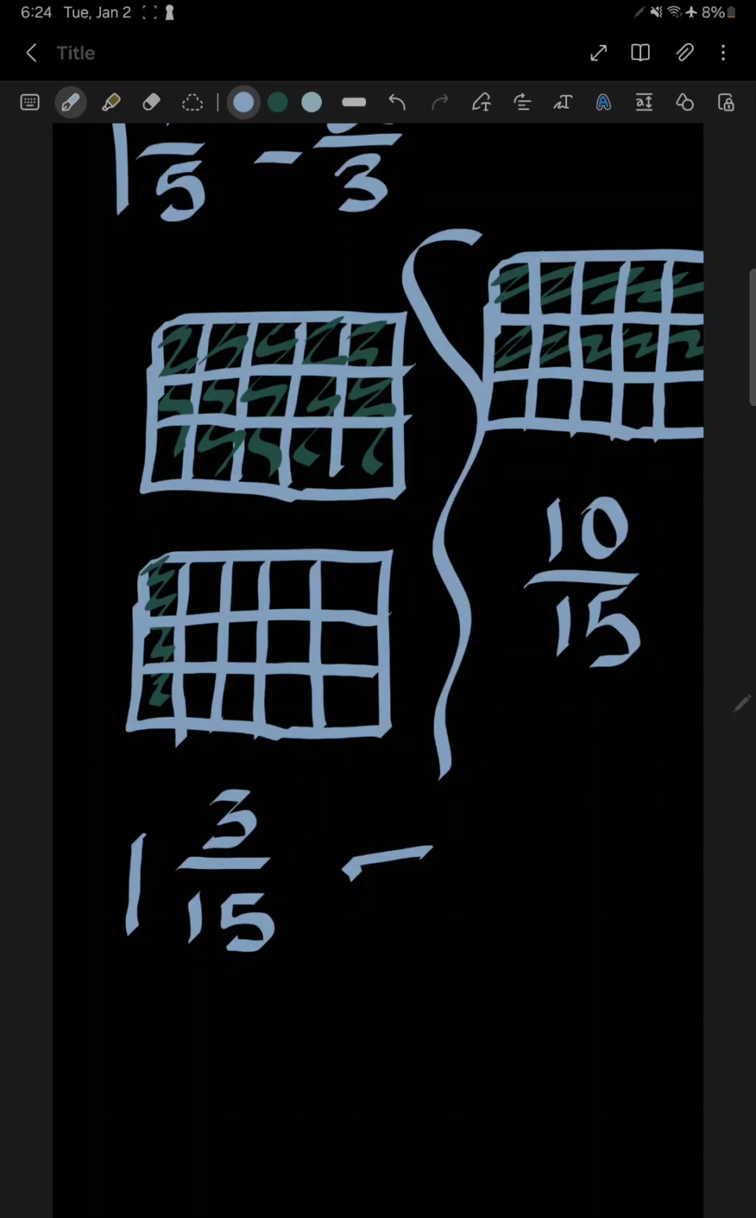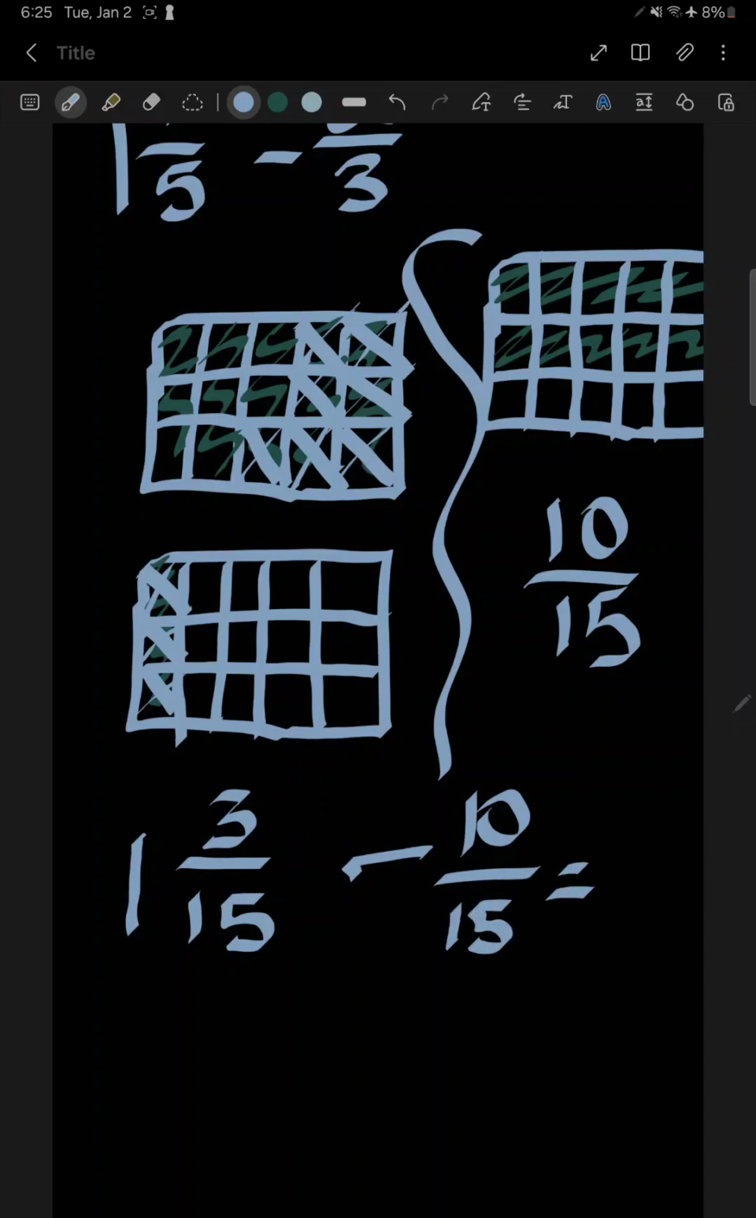Okay, and we can do the exact same thing over here. So we have 1 3/15 right here, and we can just take away those 10 of the 15 pieces. So I'm going to go ahead and start scratching out 10 of them. So there's 1, 2, 3, 4, 5, 6, 7, 8, 9, 10. And what we are left with is, so we did 1 3/15, we took away 10/15, and we were left with 1, 2, 3, 4, 5, 6, 7, 8. We were left with 8/15. And that is our answer.